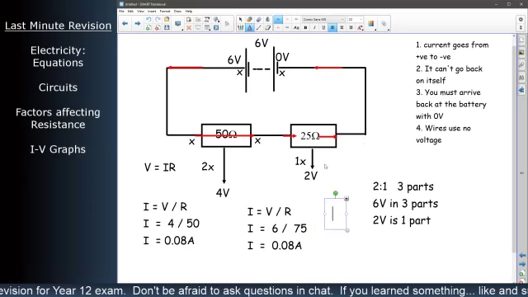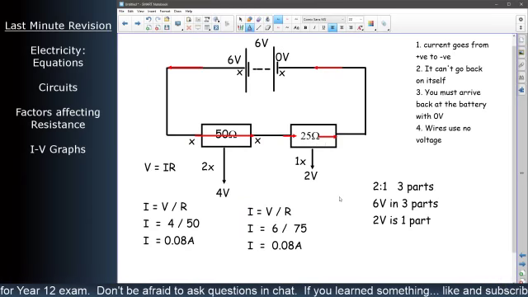And in your own time, you can check and see if 2 over 25 is also 0.08. Okay, so it's hardly going to be a thing. All right, so that's series circuits.